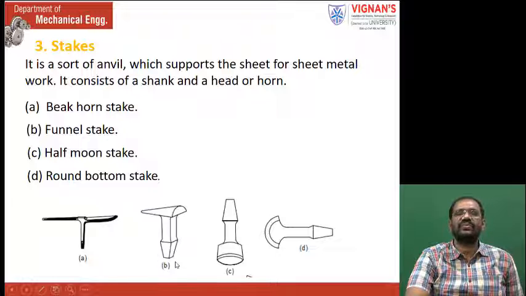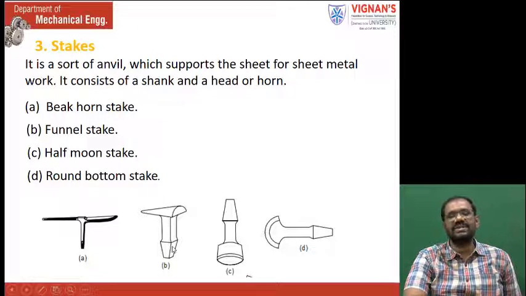As I told before, it is held vertically, the sheet is placed on it, and with the required cutting we can make the shape. It consists of a shank, and a head or horn. What is the purpose of the shank? The shank is used to hold this one. So this is the shank. Here this is the shank. This is the shank. This one is the head here. This is the head. This is the head.